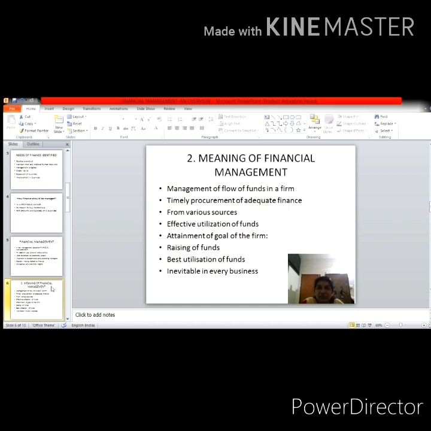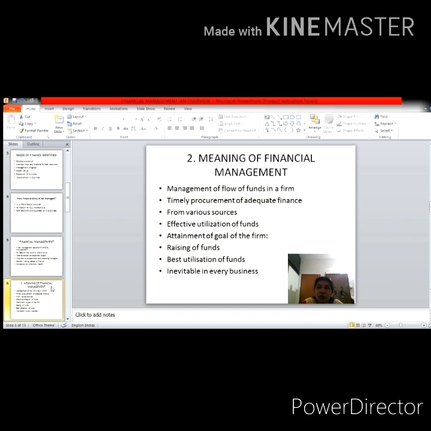Now, I've just made it very simple for you to understand the meaning of financial management. Financial management is the flow of funds in a firm. It relates to timely procurement of adequate finance. The firm has to get finance at the proper time. It means the finance should not be more, nor should it be less. If it is more, it becomes idle. If it is less, it becomes inadequate. So, for a firm, the timely procurement of adequate finance is needed.